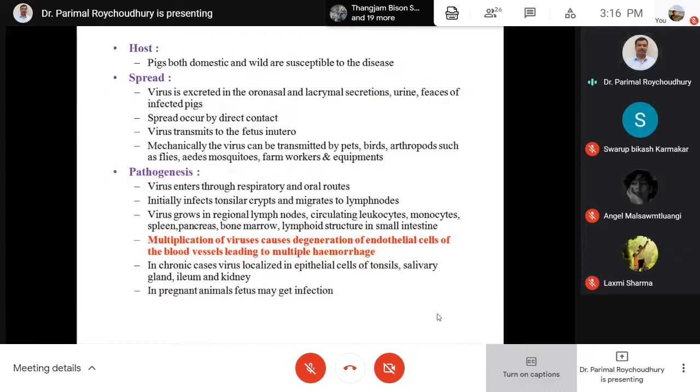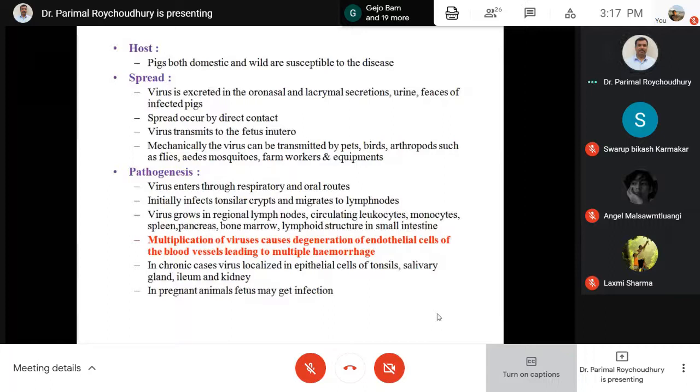Regarding the spread, you'll find direct transmission through lacrimal secretions and direct contact, and even the virus transmits to the fetus in utero. If a pregnant animal gets infected, in utero transmission occurs. Piglets born out of in utero infections show a different type of disease manifestation. Most of the time, they do not show any symptoms, or some may have congenital abnormalities.